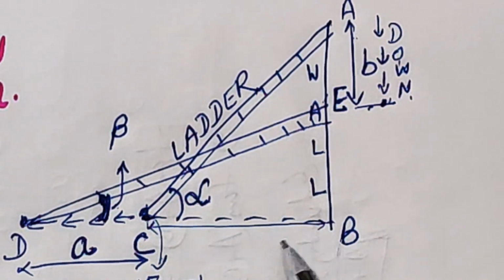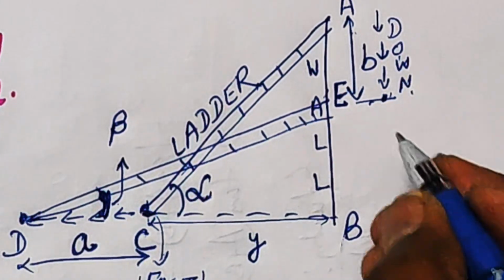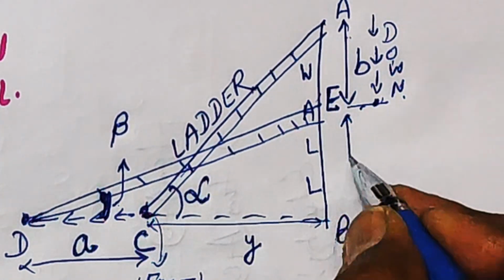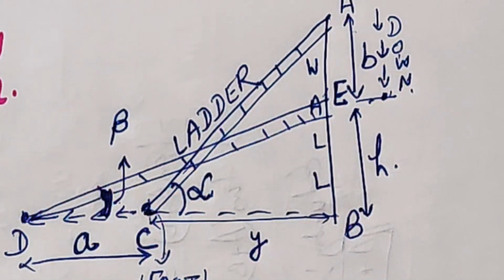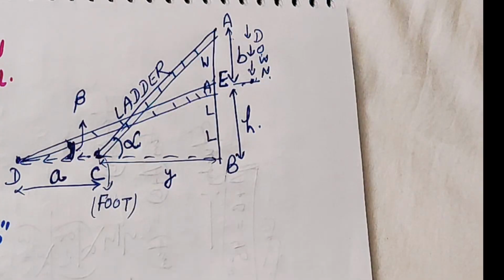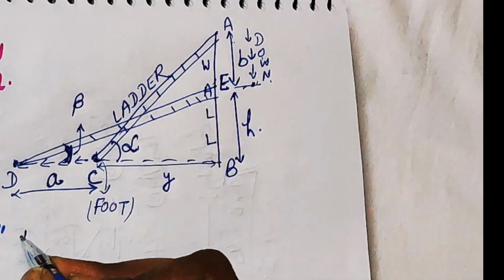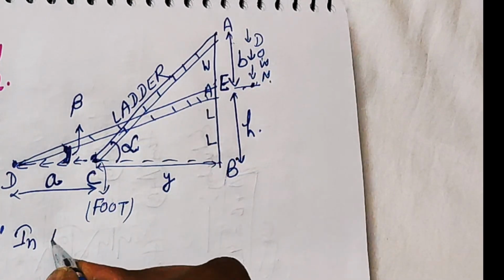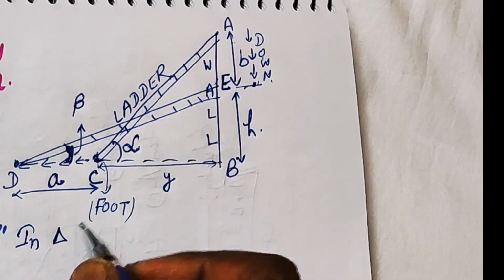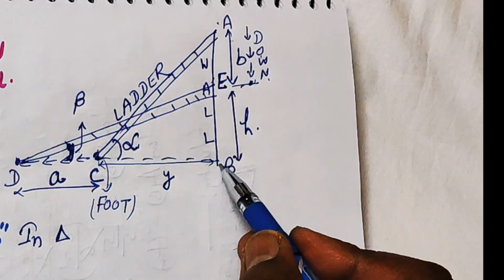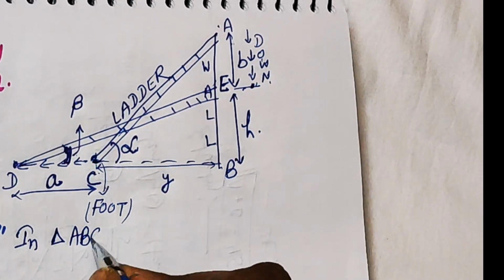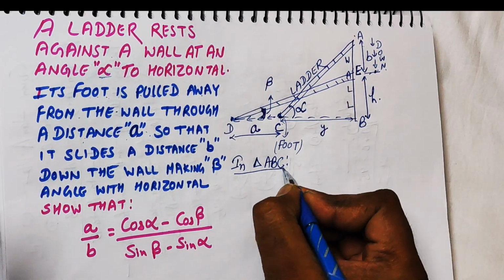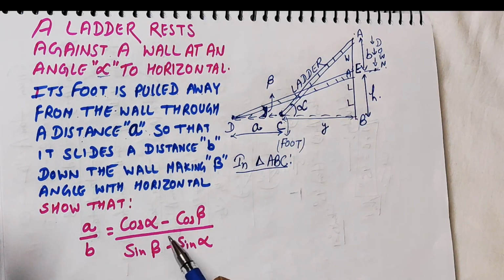Now from B to C, let's say it's Y, and from E to B, let's say it's H. We have assumed it. And let us assume the ladder length also. I will write it as L, a small l. Now in triangle ABC, you can see it's a right angle triangle, right angled at B.